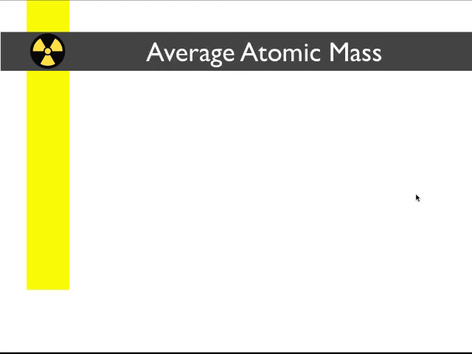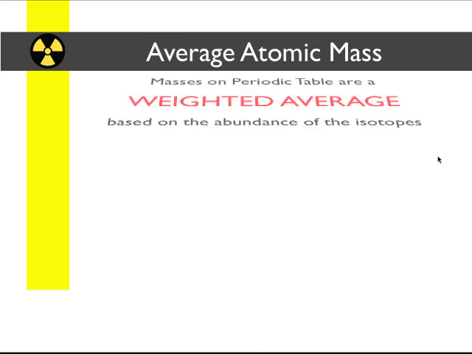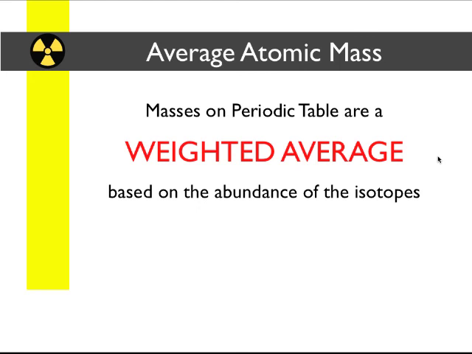You might notice, though, that the masses on the periodic table are decimals. They're not whole numbers like these isotopes. They are actually a weighted average based on the abundance of how often the isotopes occur in nature. So that's why they're not whole numbers. That makes a little bit more sense now, because it's an average. But not a normal average, a weighted average.